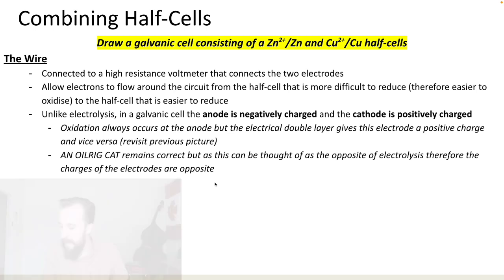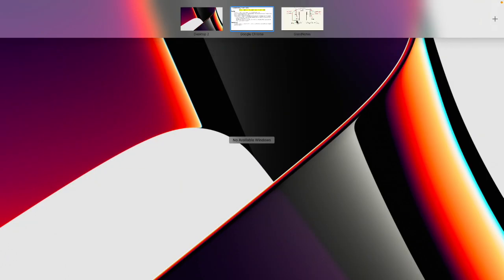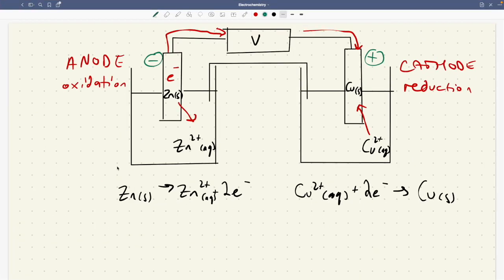Then we have the salt bridge. The purpose of the salt bridge is to also complete the circuit by allowing the half cell solutions to remain neutral. So let's think about what's going on here. In our oxidation half cell, we're going to have other ions. Let's say we've got sulfate ions in there as well.